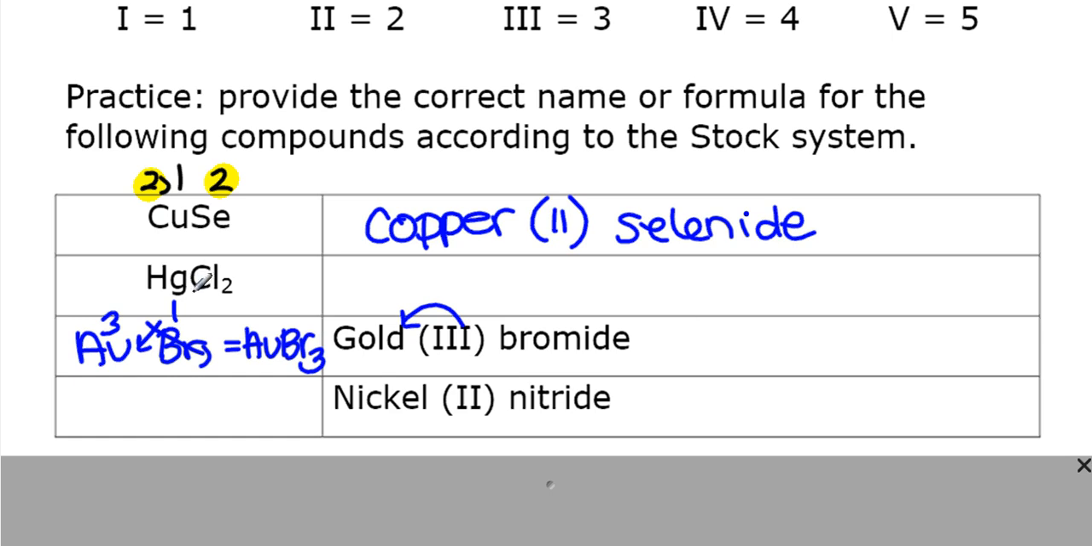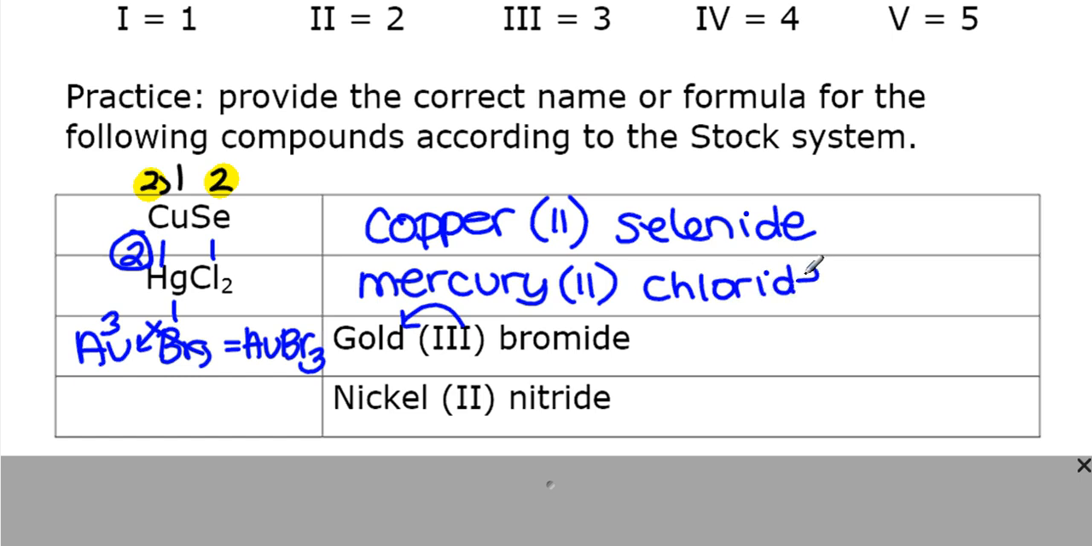So taking a look at these two, when we look at mercury on the periodic table, it can have a charge of 2 or 1. Chlorine can only be 1. So the 1 comes down here beside the mercury, which is why we don't see a number. But here we see a 2. So that means 2 must be used for the mercury. So I have to indicate that with my Roman numeral. So I write my metal name, mercury. I put in the 2, and then I change my nonmetal to IDE ending. So it changes to chloride.